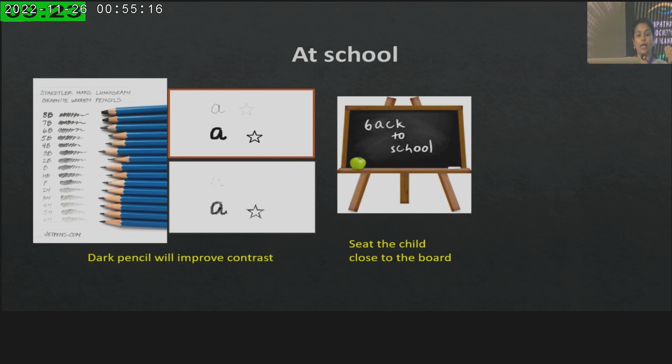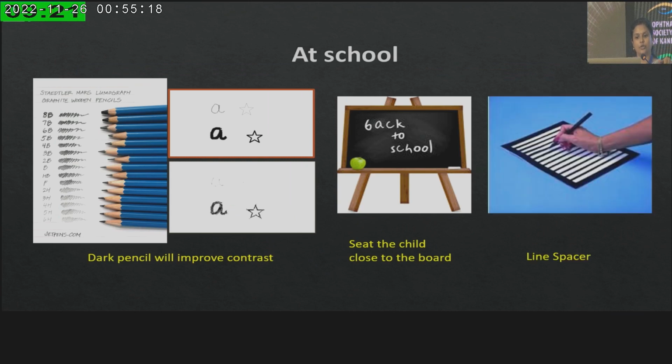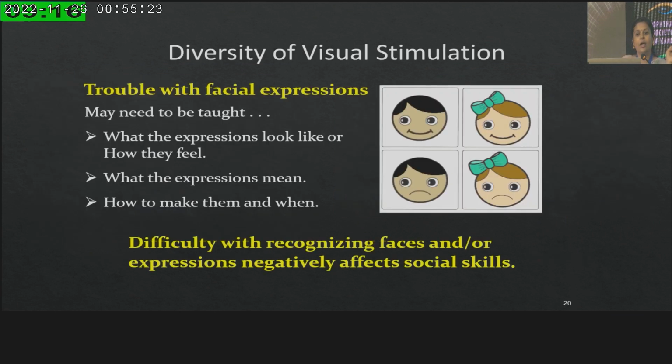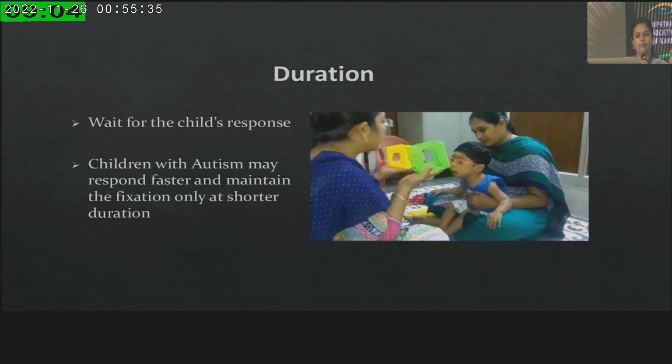Make sure there is no glare, or if they need extra illumination, they should be seated as such. Line spacers and typoscopes can come in handy. Many of these children have trouble with facial expressions, especially children with autism. So all these expressions should be taught, what they mean and how they behave. Duration: give them adequate duration to respond to a stimulus. Don't just keep flipping cards. They will not be able to see. Sometimes they take even 30 to 40 seconds to literally move their face and come.